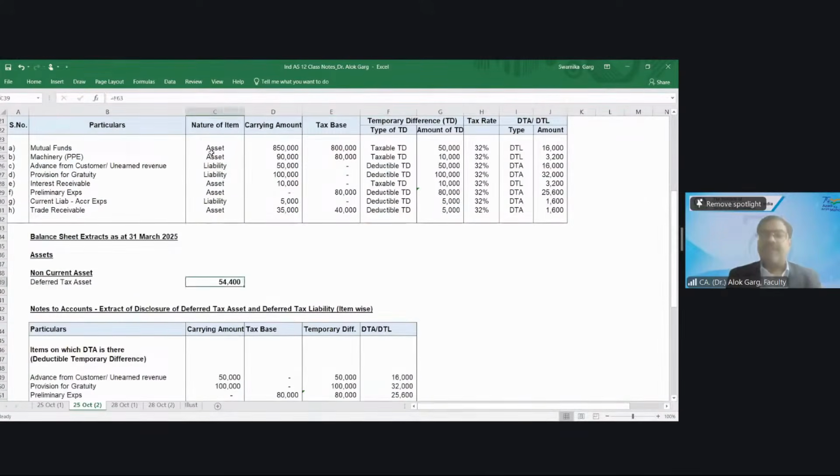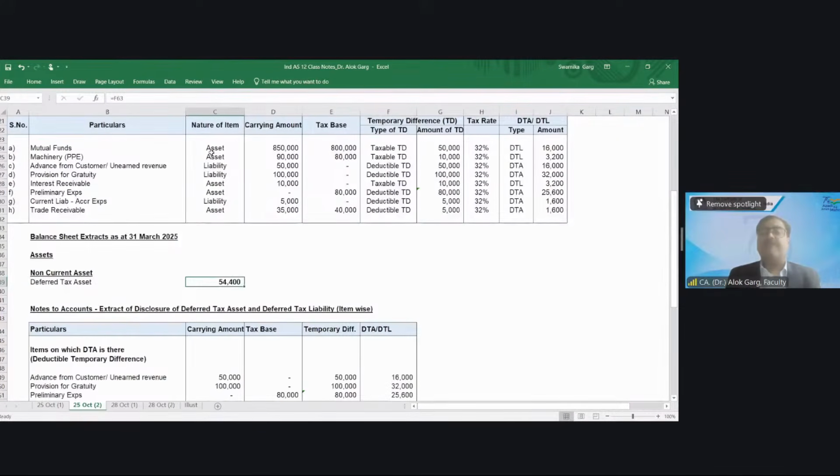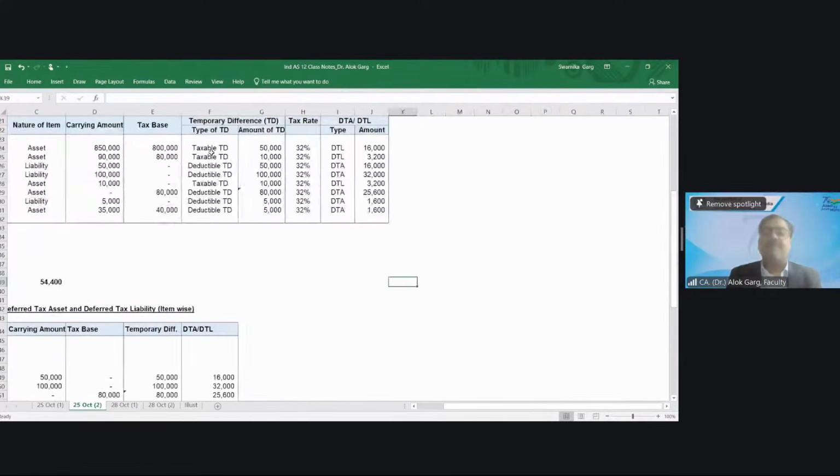Yes, sir. In your balance sheet, on a few items there is an asset, on a few items there is a liability. Will you show the DTA and DTL balances separately, or after netting off, whatever is the final resulting balance, will you show that in your balance sheet? After netting off, yes. Like in this case, the net deferred tax asset is coming to 54,000.